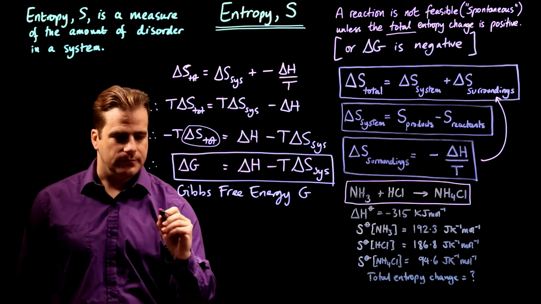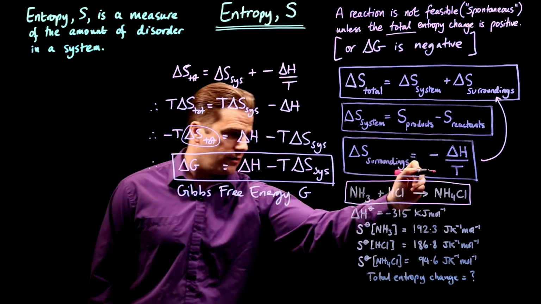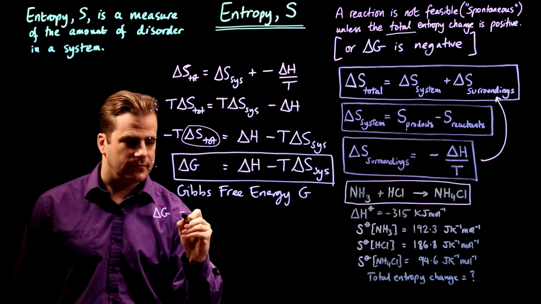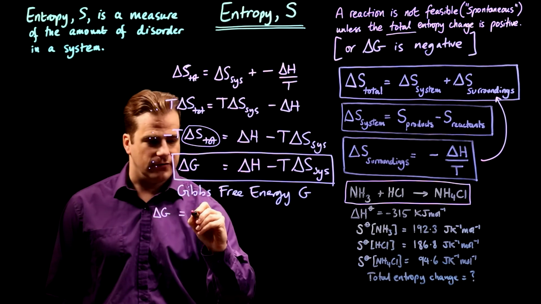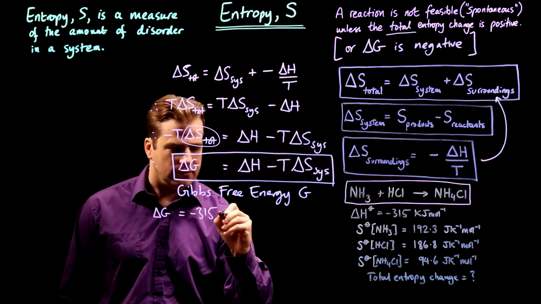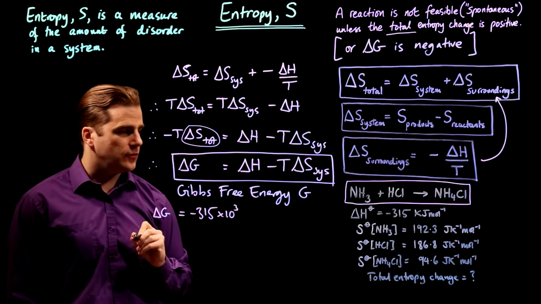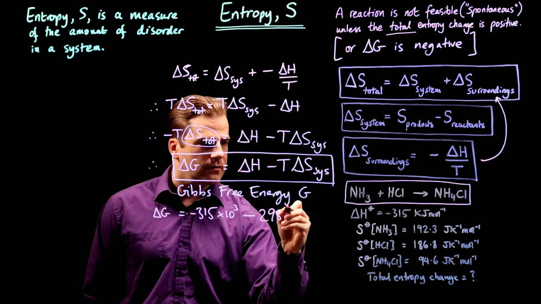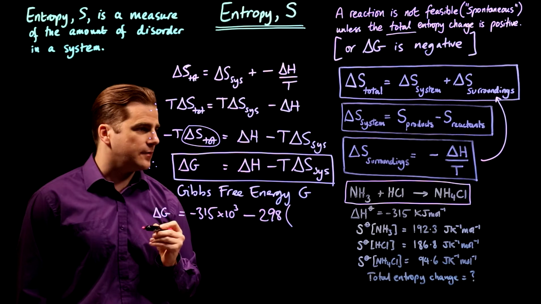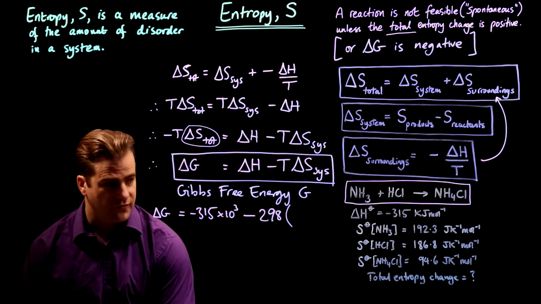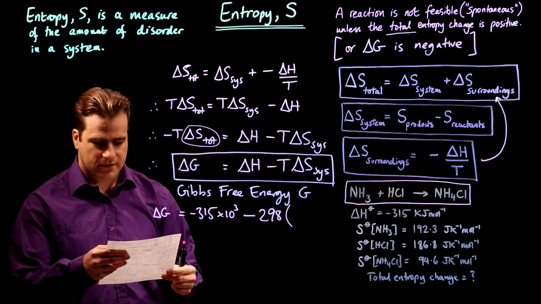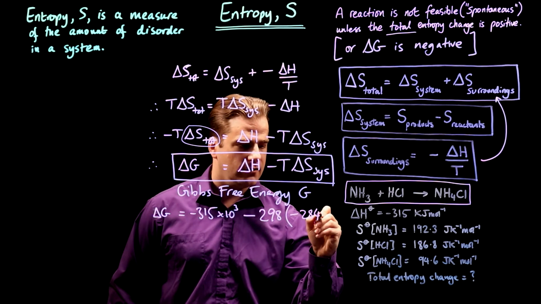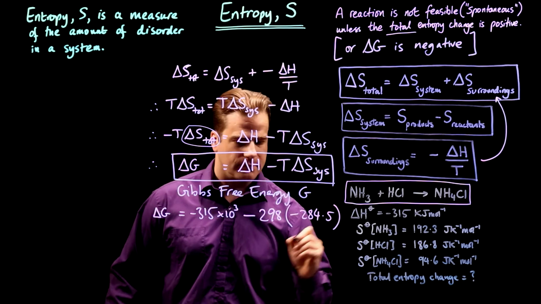Okay? So, for this example reaction, ammonia and hydrochloric acid making ammonium chloride, delta G is delta H, which is minus 315 times 10 to the 3 joules per mole, minus T, 298, standard conditions, times delta S of the system. And we worked that out in the first half of the video, and delta S of the system was minus 284.5.